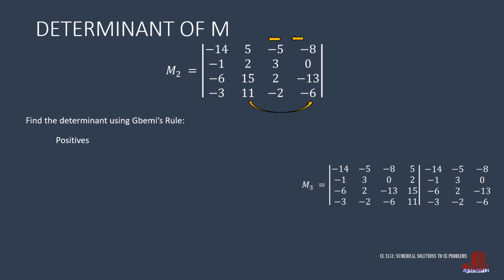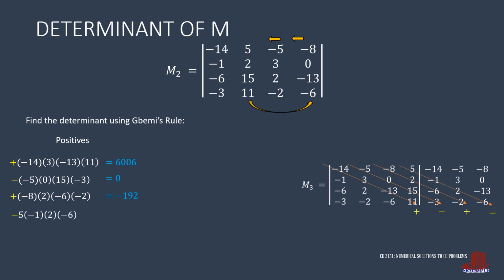For the positives, take the first set as with the elements negative 14, 3, negative 13, and 11, multiplied into positive 6006. The second diagonal has negative 5 times 0 times 15 and negative 3, zeroing out everything. The third diagonal includes negative 8, 2, negative 6, and negative 2. When multiplied, give negative 192.